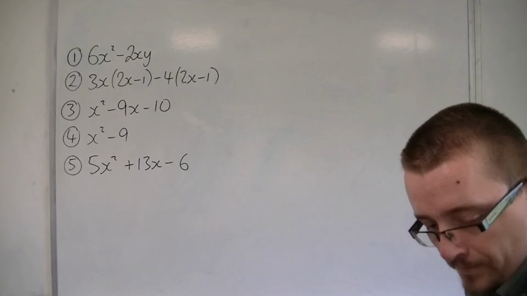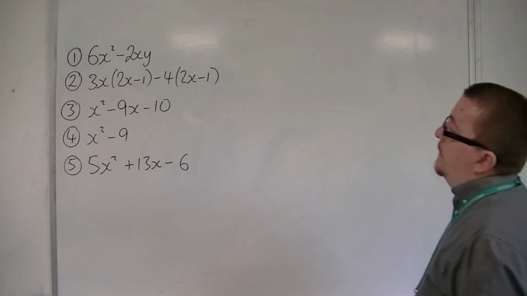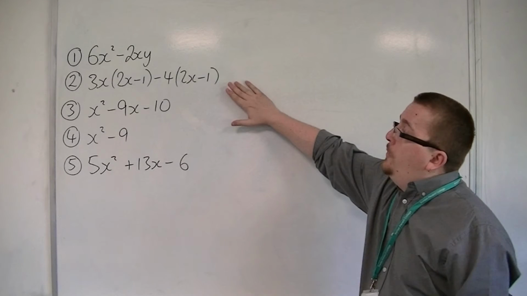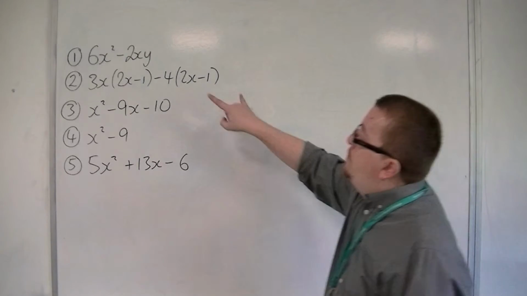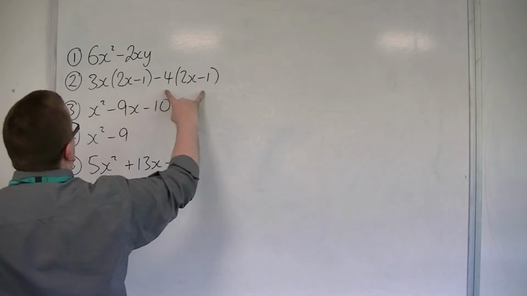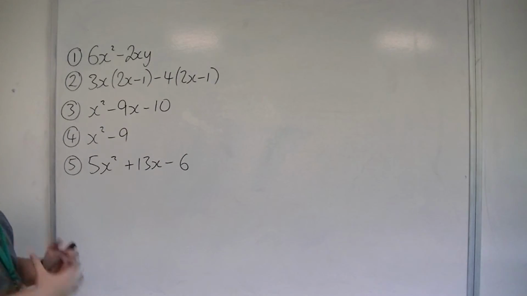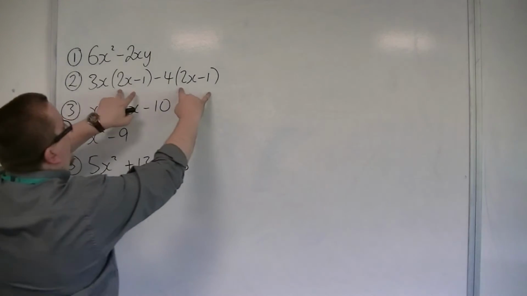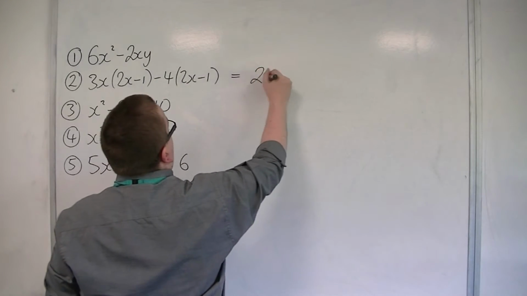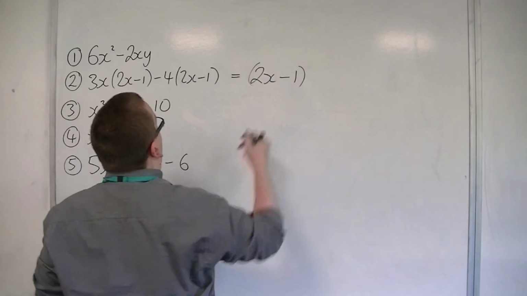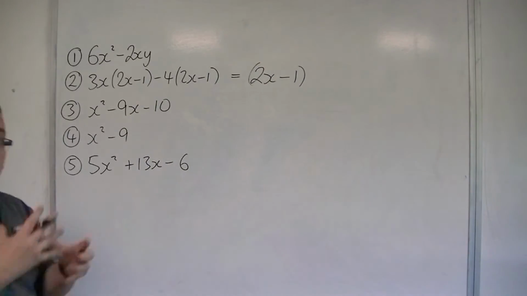So let's have a look at the second one. 3x times 2x minus 1, take away 4 times 2x minus 1. So both terms, both parts, have a common factor of the bracket 2x minus 1. And so I would be able to pull the whole of 2x minus 1 outside of a larger bracket.